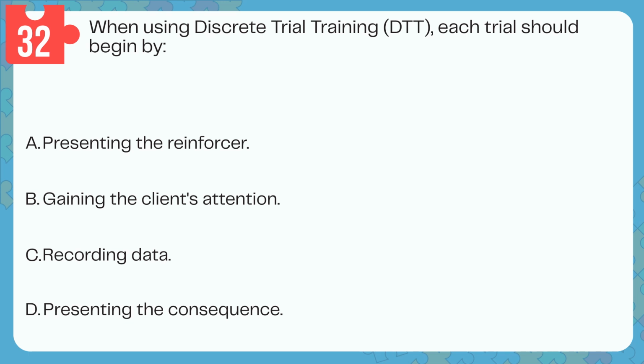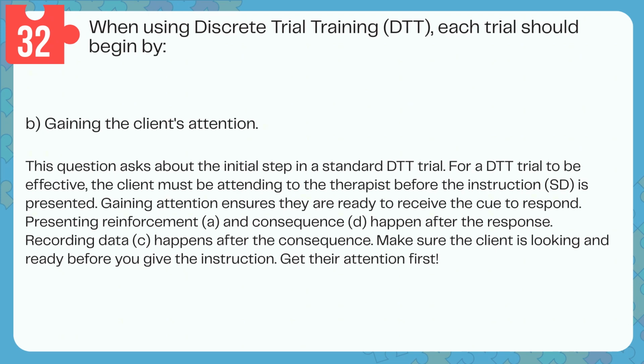Question 32. When using discrete trial training, DTT, each trial should begin by A. Presenting the reinforcer. B. Gaining the client's attention. C. Recording data. D. Presenting the consequence. Answer B. Gaining the client's attention.